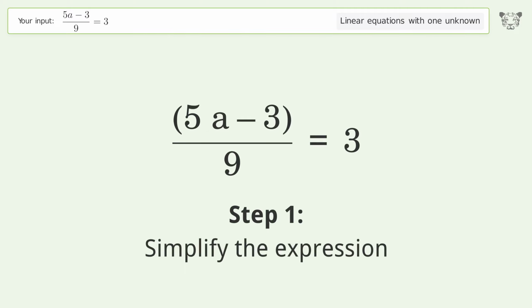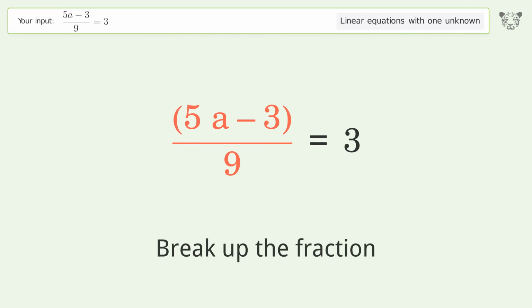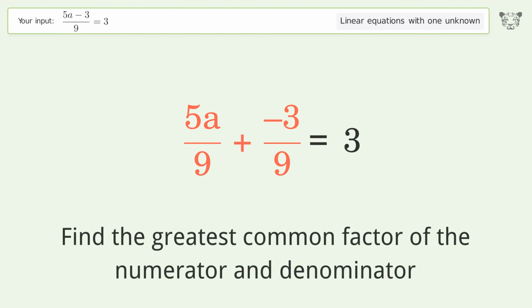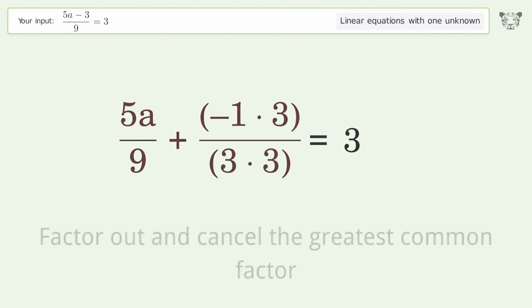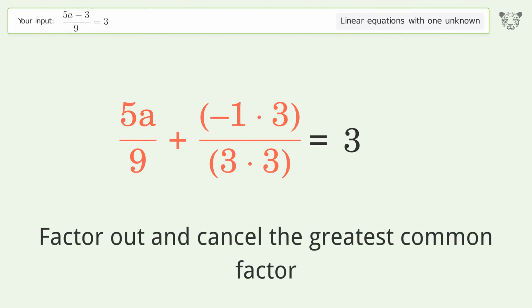Simplify the expression. Break up the fraction. Find the greatest common factor of the numerator and denominator. Factor out and cancel the greatest common factor. Group all constants on the right side of the equation. Add 1/3 to both sides.